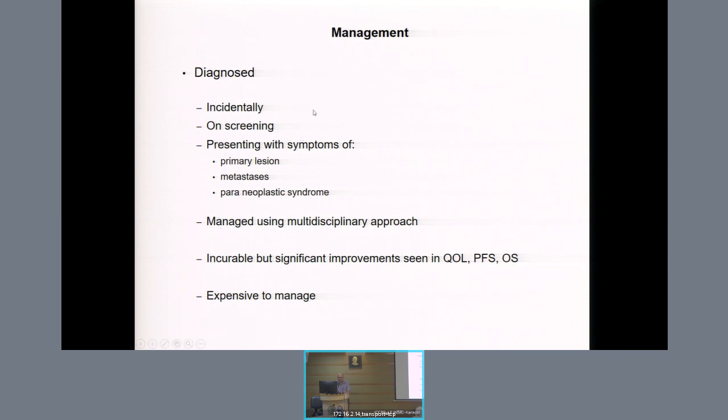So, after diagnosis, we manage the disease using multidisciplinary approach, as I told you, the tumor board. The cancers are incurable, but significant improvement has been seen in improving the quality of life, progression-free survival, and overall survival. But it is very expensive, especially nowadays. For the last 10 years, since the start of this immunotherapy, I'll be discussing later, the cost is very high.